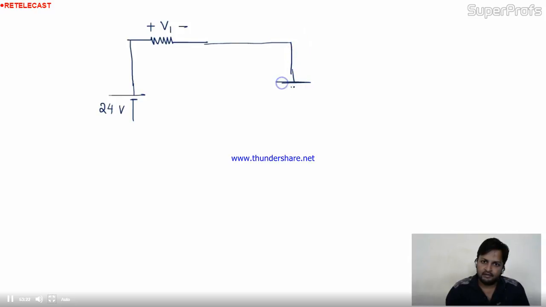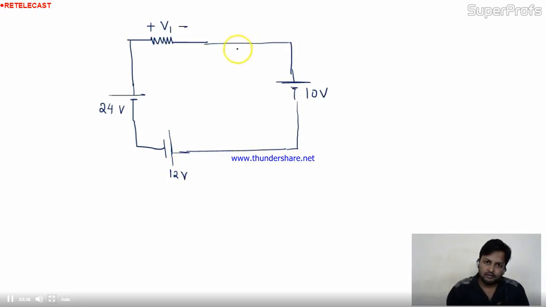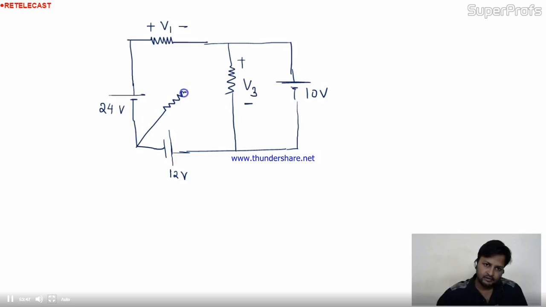Here we are having a 10 volt battery. Here also we are having 12 volt. In this branch, across this we are having V3. Here in this branch we are having V2. The polarity of V2 is given like this. This is the circuit given in the question, and they are saying find out V1 and V3.